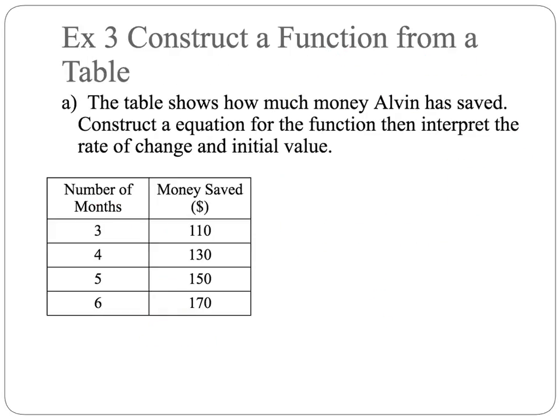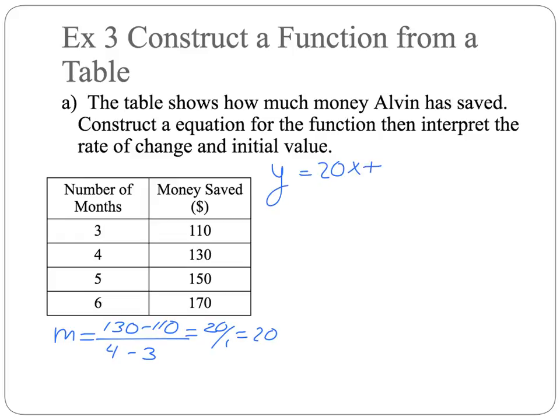Alright, so now we're looking at one from a table. It's the same process. Number of months and the money saved. You need your slope, you need your y-intercept. Pick 2 ordered pairs. I'm going to pick 130 minus 110 over 4 minus 3. That's 20 over 1, or 20. B value, y equals 20x plus b.